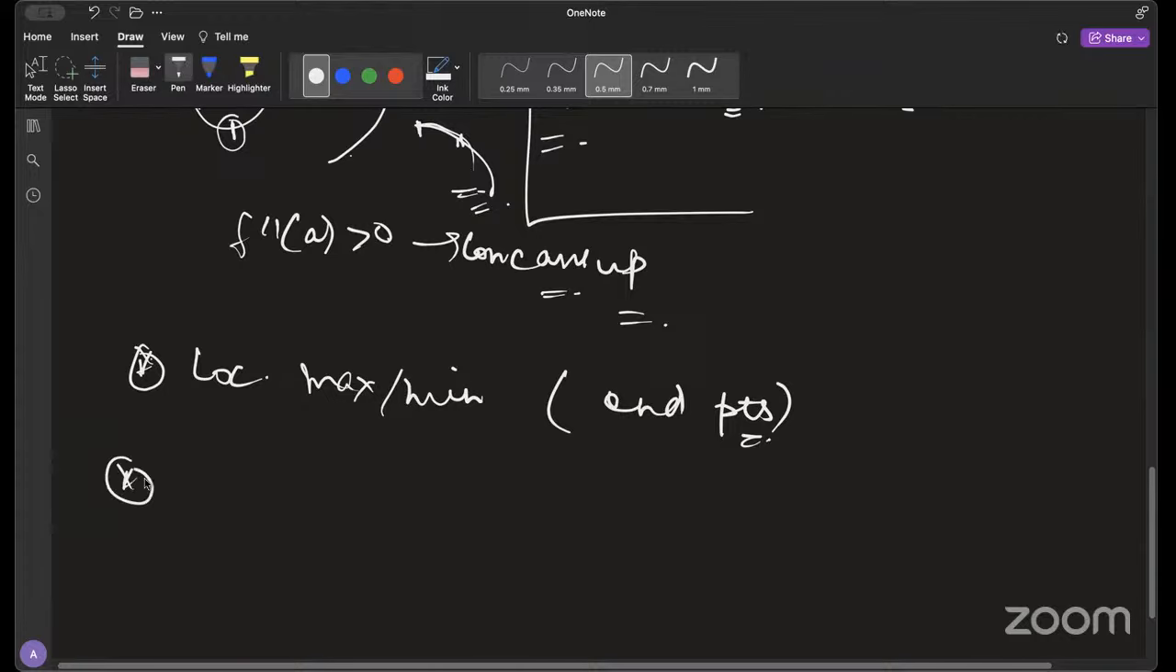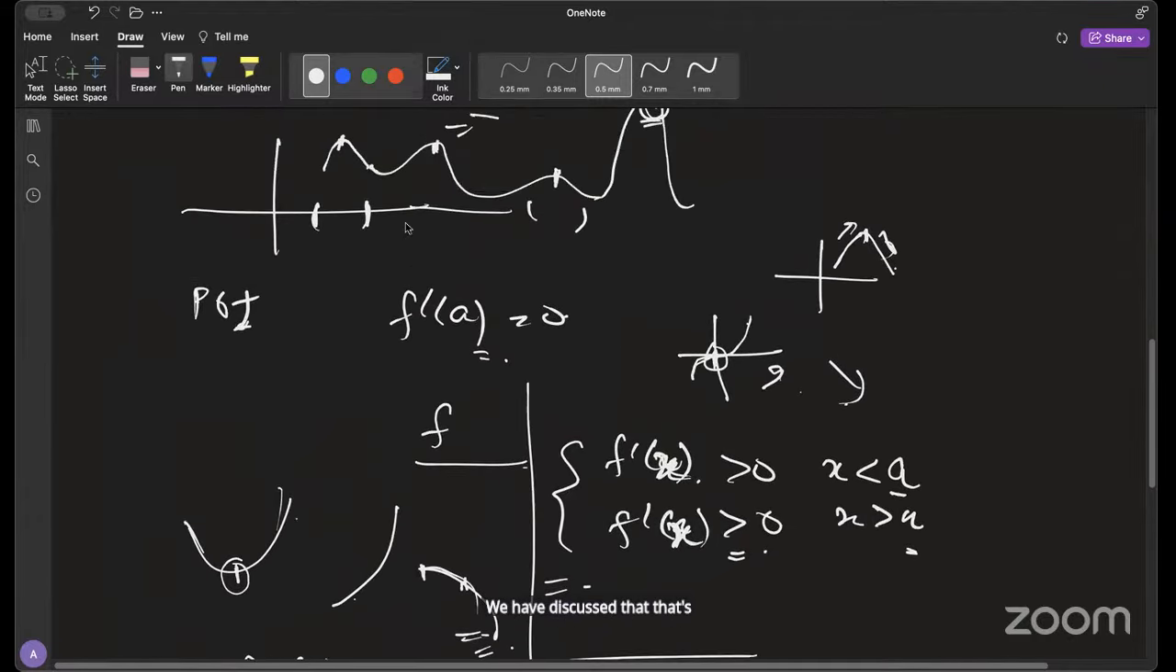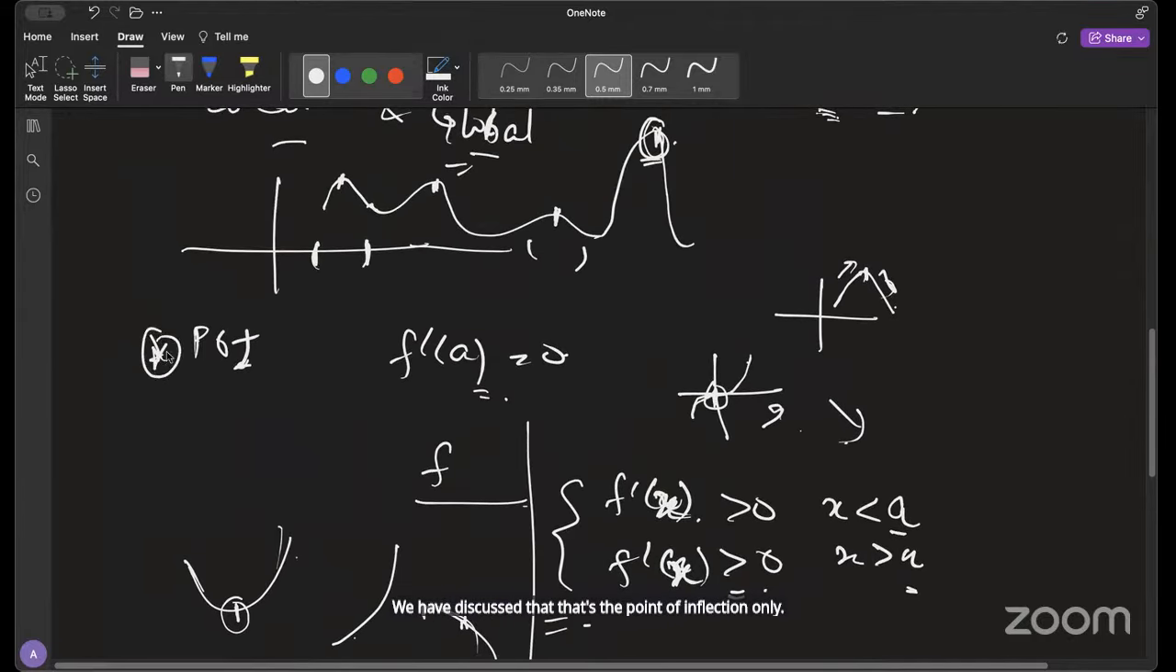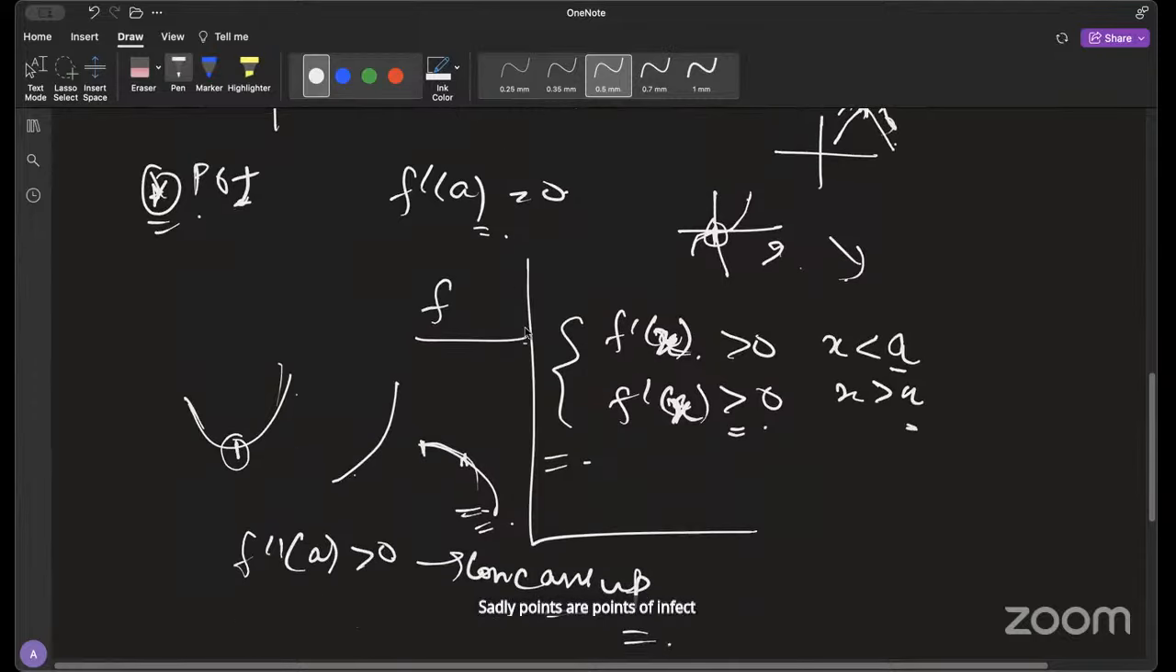Then next up we have Riemann sum. What about the saddle points? We've discussed that's the point of inflection only. Saddle points are points of inflection only. Saddle points are basically where your function either keeps increasing before and after the point or it keeps decreasing. Is it fine?